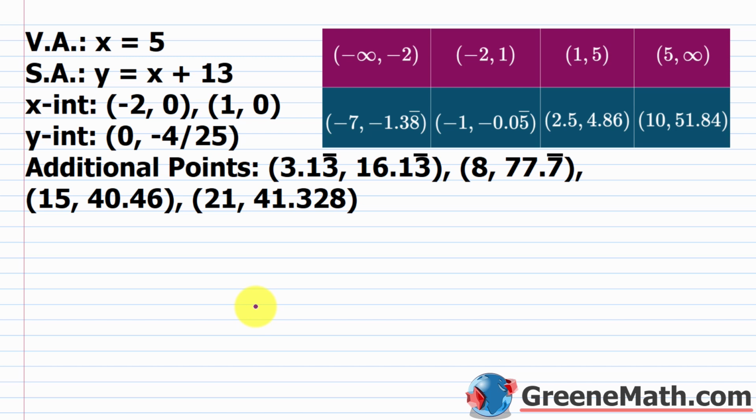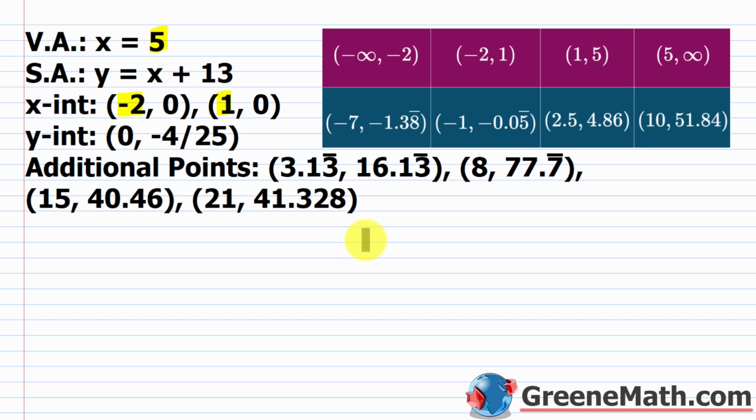And then again, you just take these x values. So from your x-intercepts, so negative 2 and 1, and then from your vertical asymptote, which is 5, you use that to split the number line up into intervals. So anything less than negative 2, anything between negative 2 and 1, anything between 1 and 5, and then anything greater than 5. So if I look at this, I have in this interval negative 7 comma negative 1.38, where the 8 repeats forever. Then in this interval, negative 1 comma negative 0.05, where the 5 repeats forever. In this interval, 2.5 comma 4.86. In this interval, 10 comma 51.84.